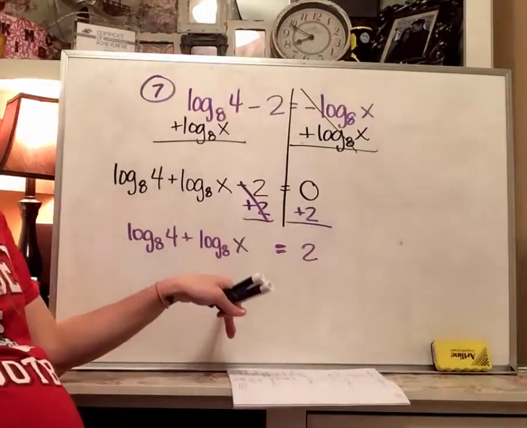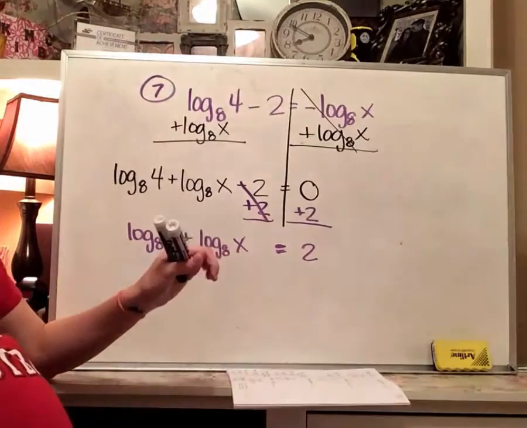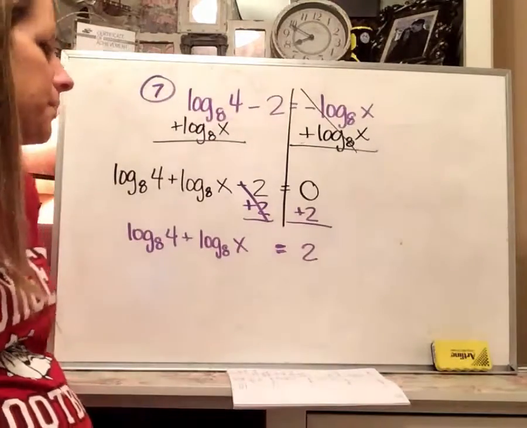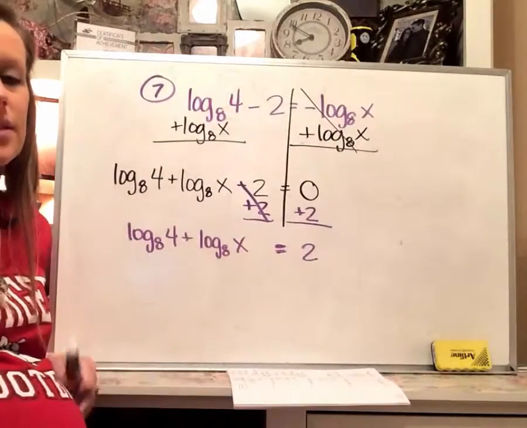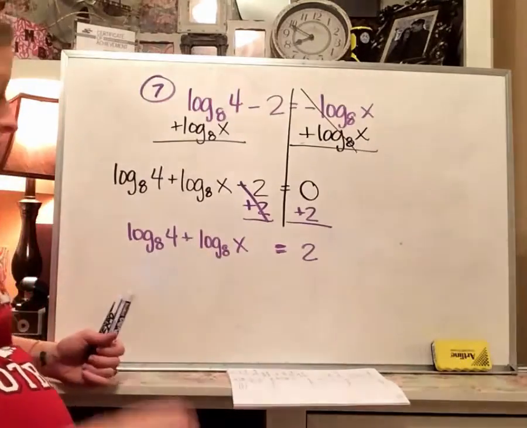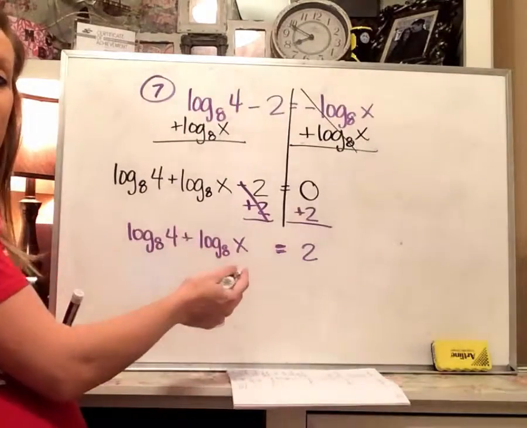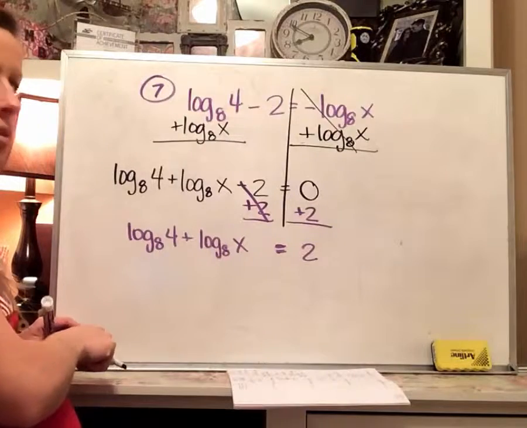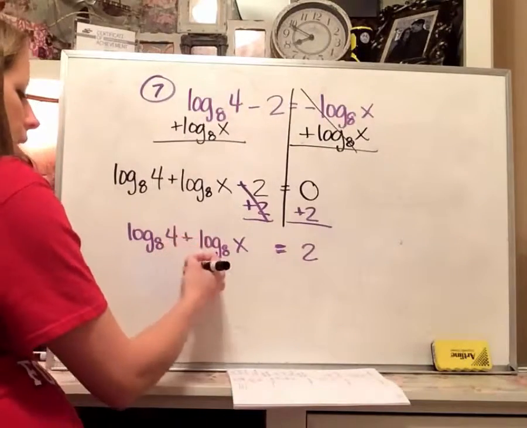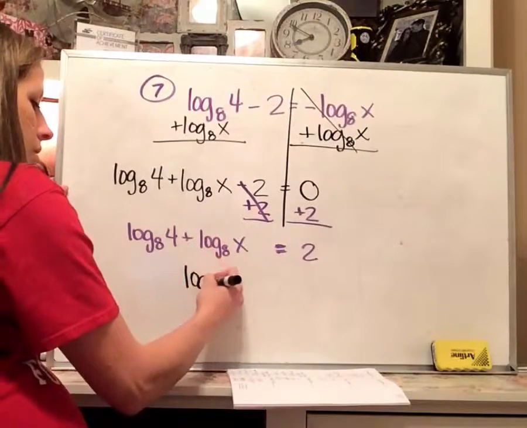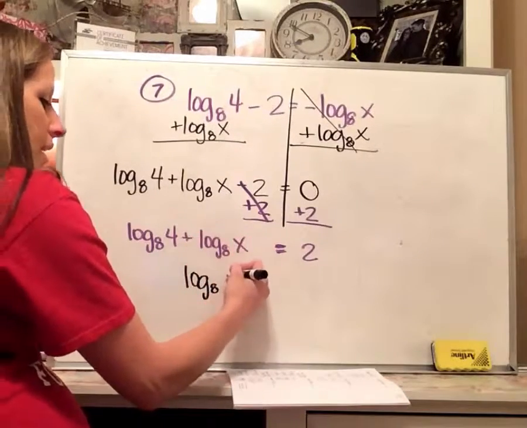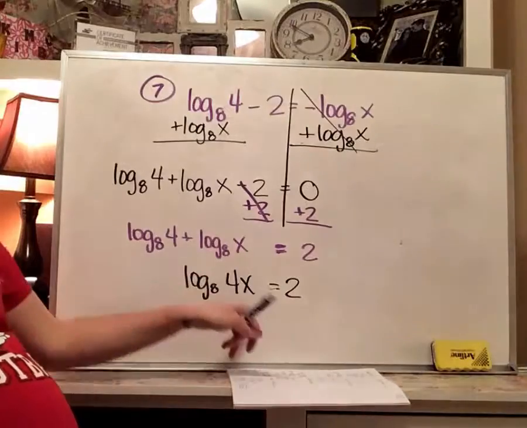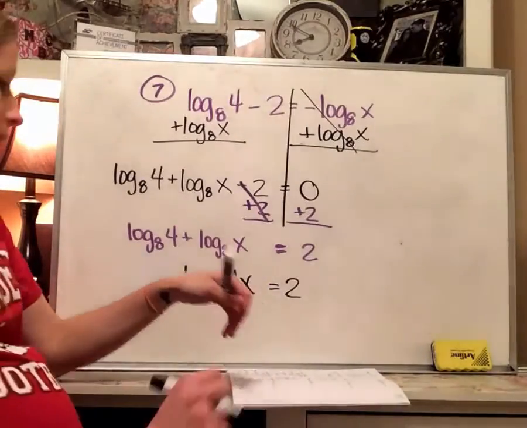Now, this is going to be really hard to change to exponential form. So this is where your laws of logarithms come into play. If I condense it, it's going to make it easier to change to exponential form. If I'm adding and I want to condense them, if you remember from yesterday or the day before, I'm going to multiply them. So log base 8 of 4 times x, or 4x, equals 2.